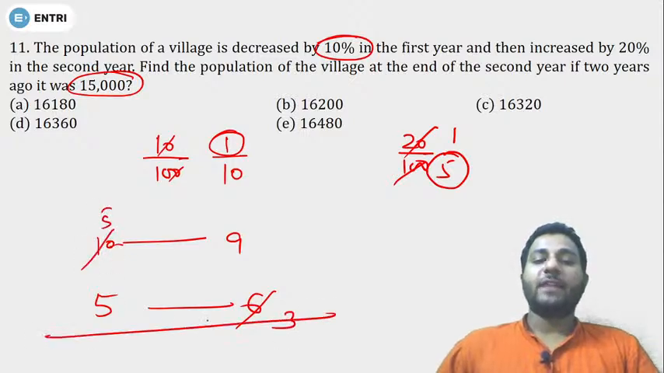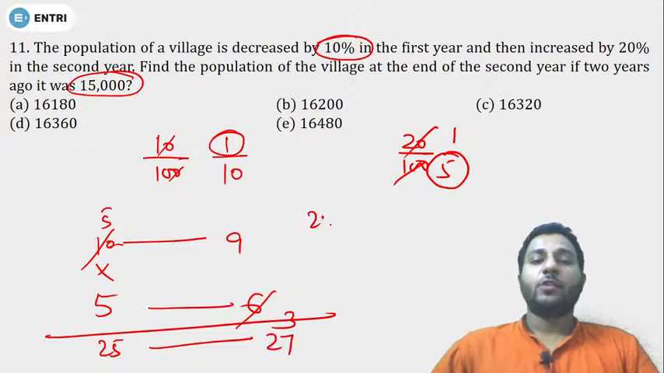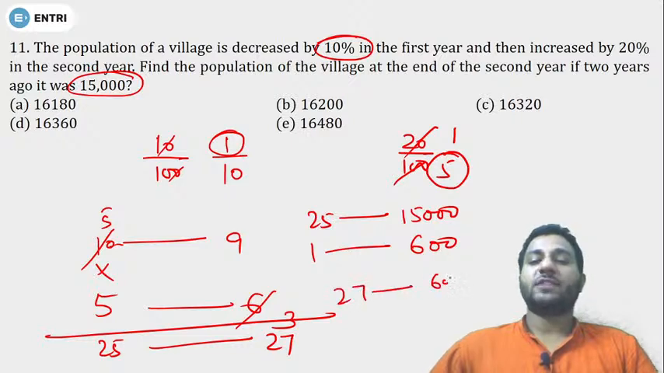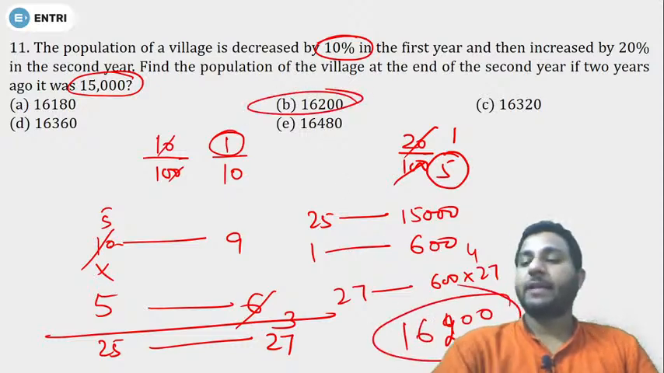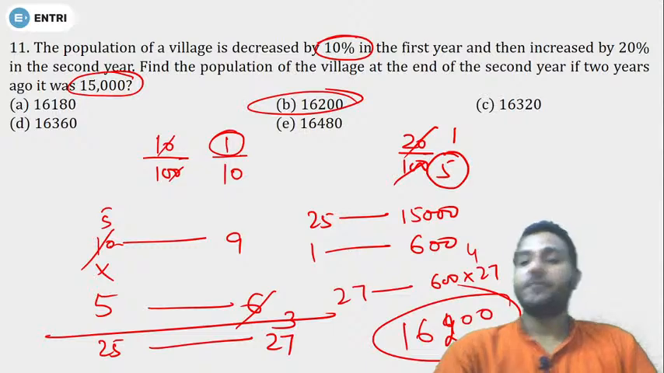Now 9 and 5, 10 and 6. Let's multiply both the data. 25 has become 27, and as you all know that 25 ratio equals 15,000, which means 1 ratio equals 600. So 27 ratio equals 600 into 27. So 0, 0, 6 7s are 42 and 6 2s are 12 and 4, 16. So 16,200 will be the correct answer. Did you get that?